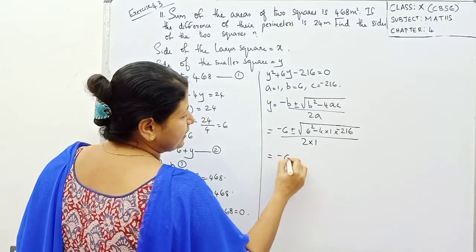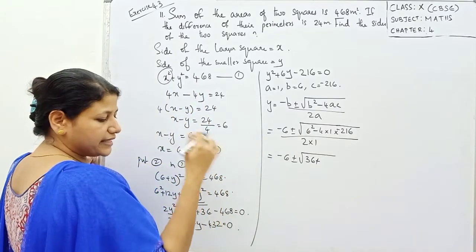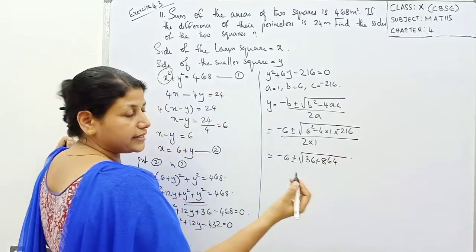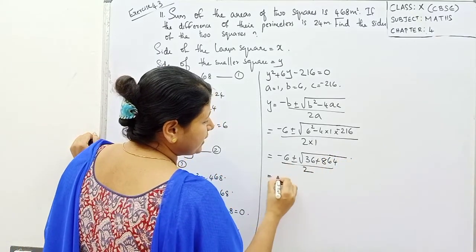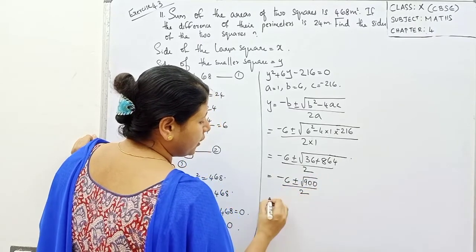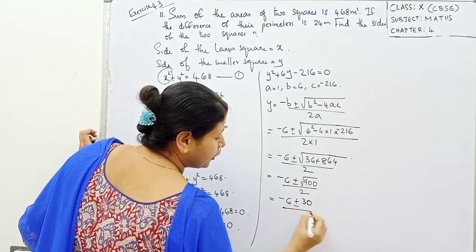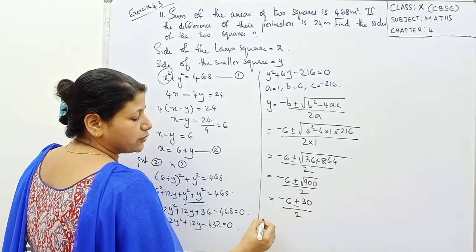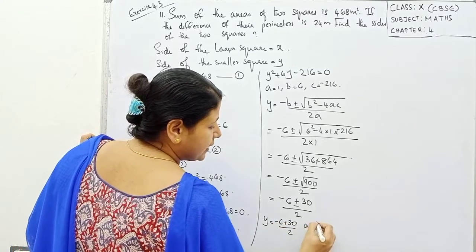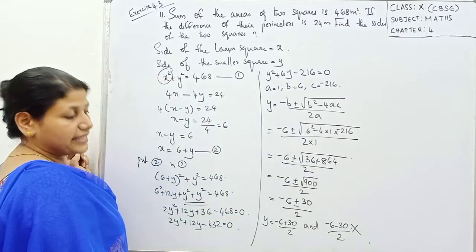Okay, which is negative 6 plus or minus, this is 36 plus, negative and negative is plus, 216 into 4 is 864, by 2, which is negative 6 plus or minus, this will be root 900 by 2. You will get negative 6 plus or minus square root of 900 is 30 by 2. So in this case also we have two solutions. One is negative 6 plus 30 by 2 and the other one is negative 6 minus 30 by 2. No need to take this one. Why? Since this is a negative number.